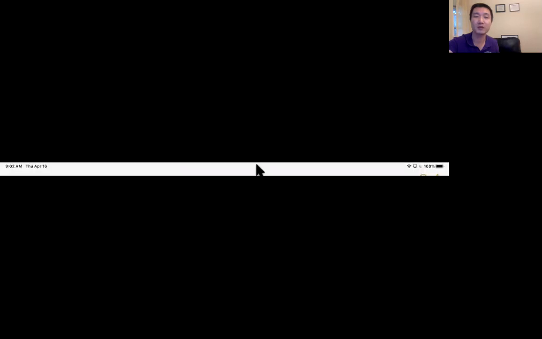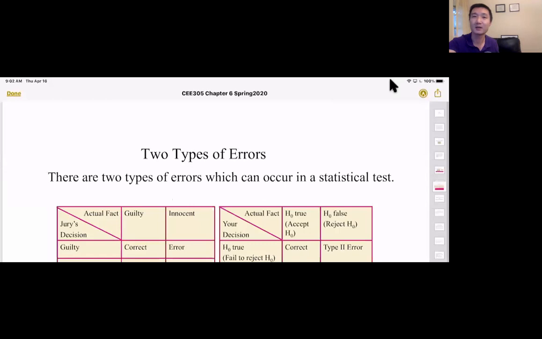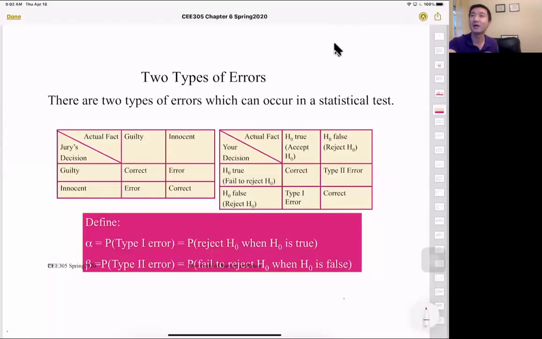Last time we stopped here, talk about different types of errors. All right, this is the slides here. So there's two types of errors which may occur in a statistical test.